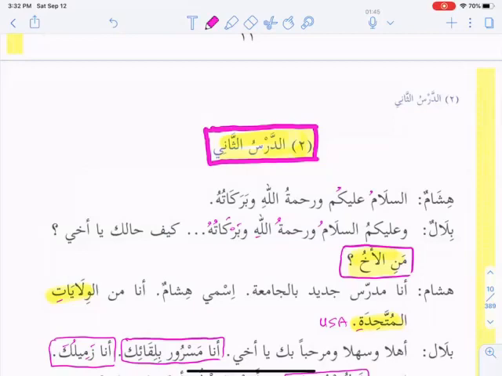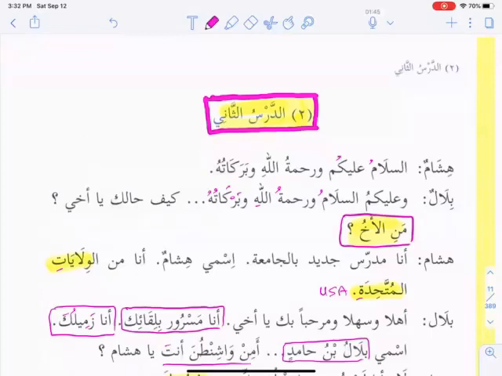Kaifa haluka ya akhi? Bilal is asking, Hisham, how are you? And then he says, Manil akhu. This is the most polite way of asking, who's my brother? Instead of saying, Man anta. Who's my brother? Because he says, Kaifa haluka ya akhi. Ya akhi. So, Manil akhu. Who's the brother?